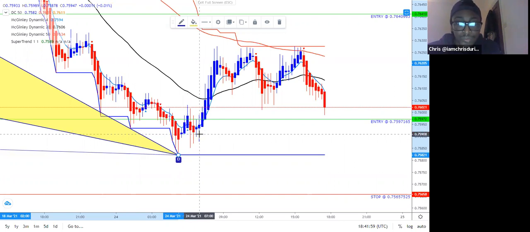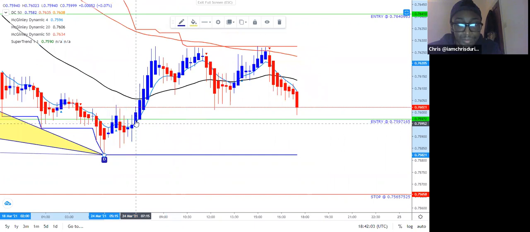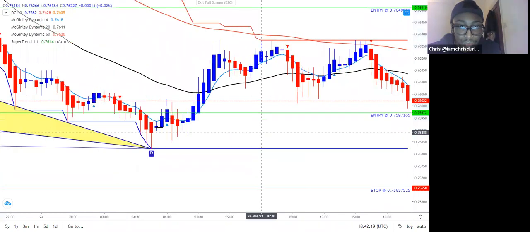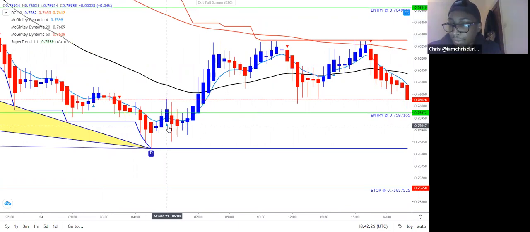Our second confirmation is with our Heikin Ashi candles. Okay, we want a candle that closes and crosses above the 4 McGinley, which is my blue line. So with a buy, we want a flat bottom candle. You notice these candles here are flat bottom. So we want a flat bottom candle closing above the 4 McGinley.